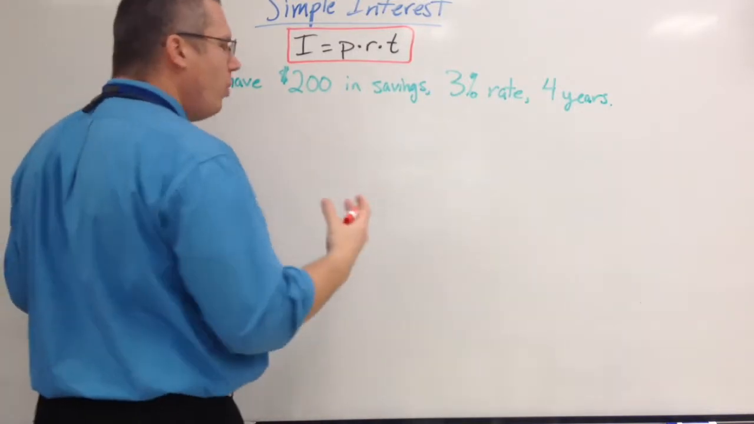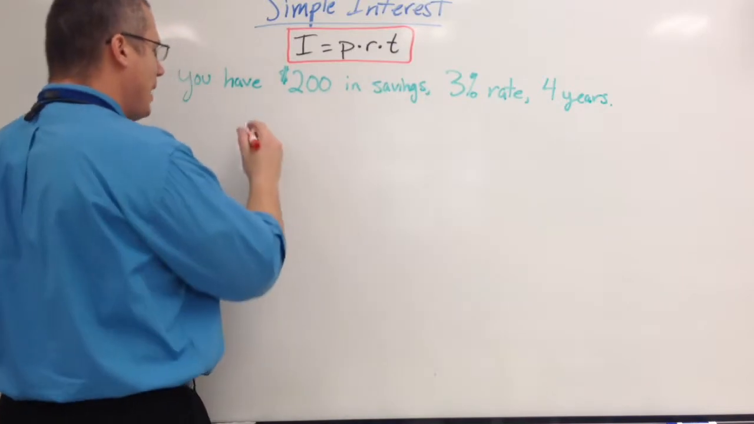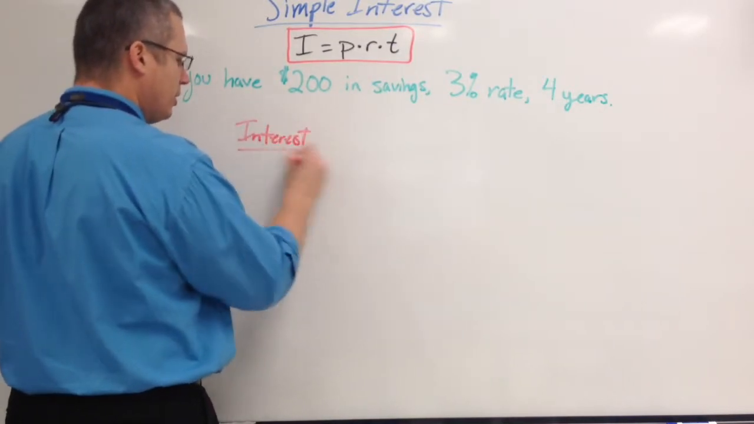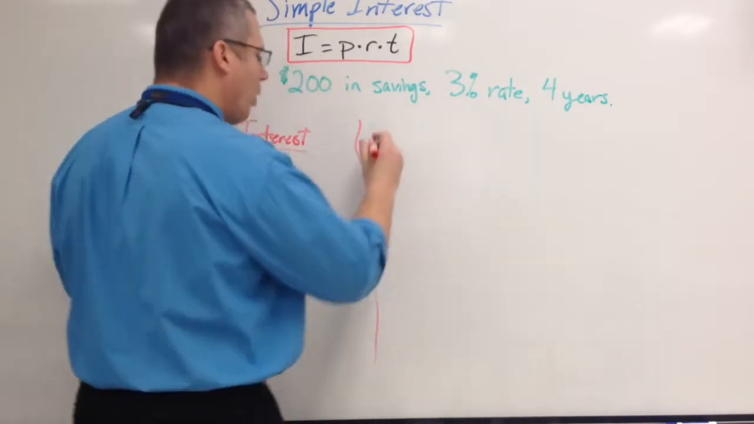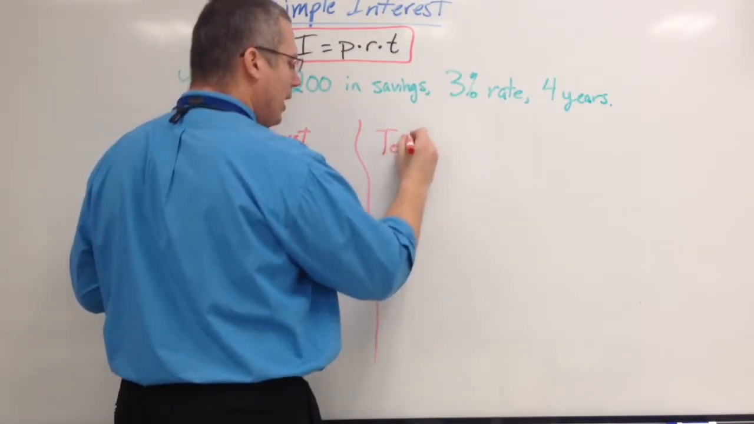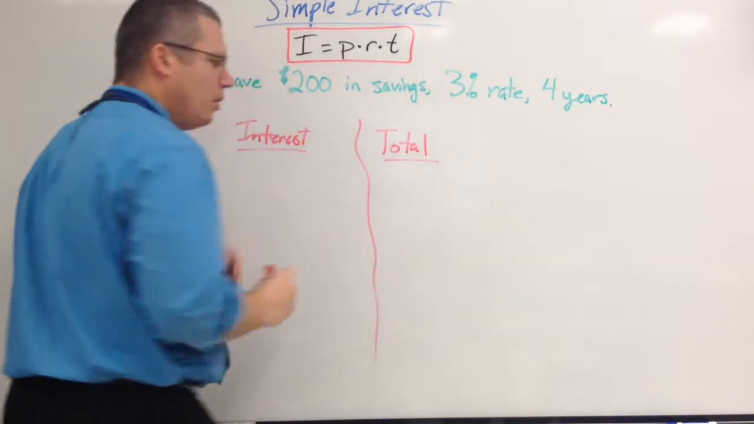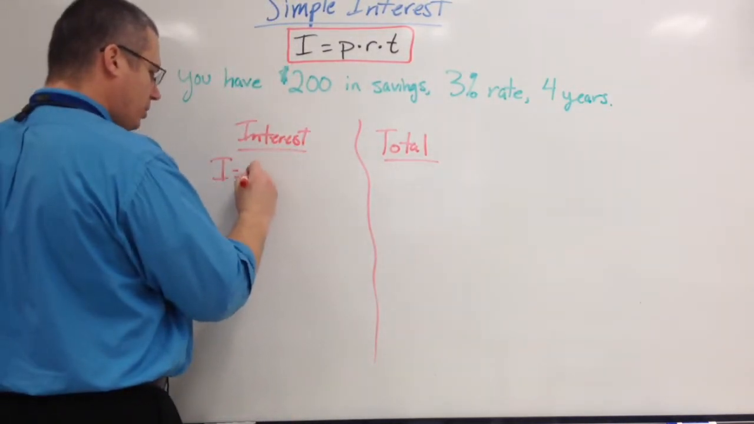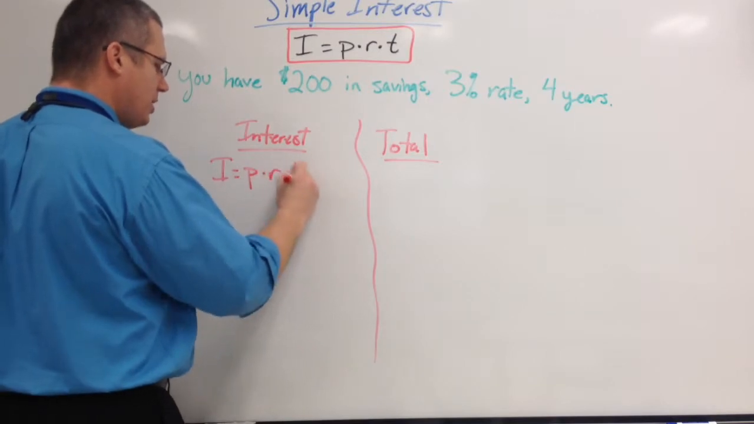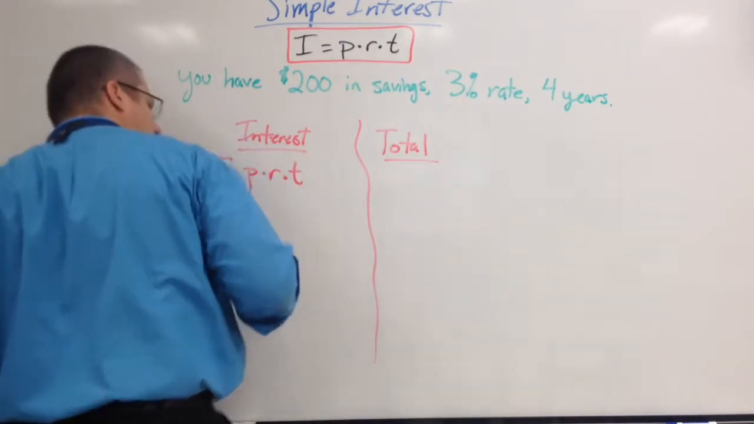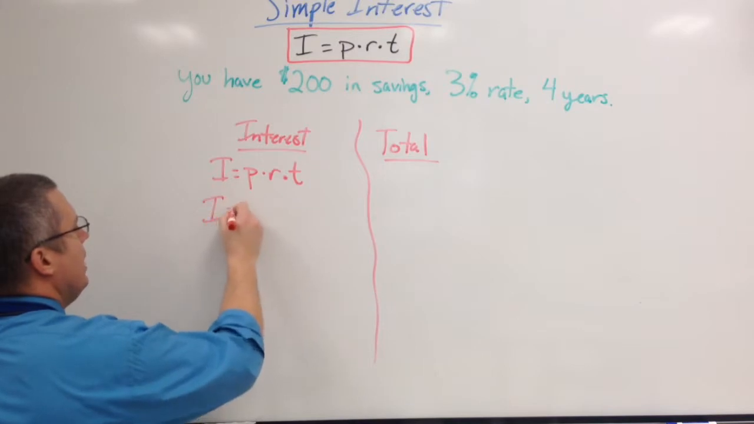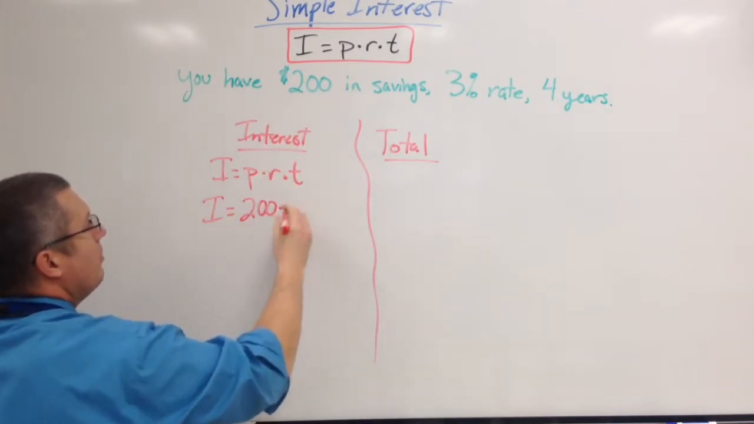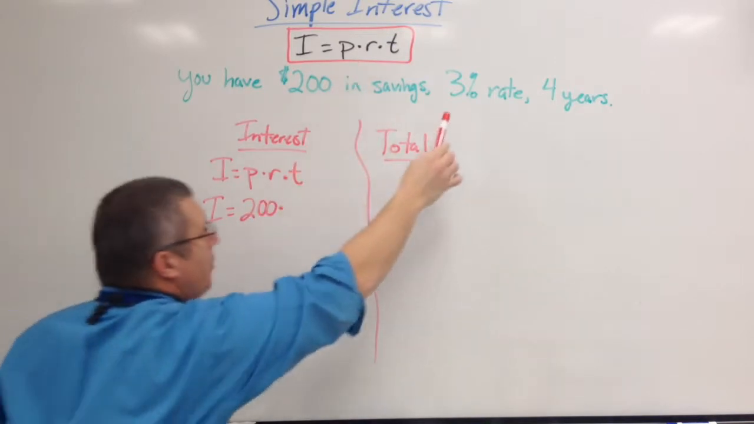Now again, like before, there's going to be 2 different questions that will be asked. What is the amount of the interest? And what is your new total amount now? So let's use our formula. Interest equals P times R times T. Interest equals principal, 200, times rate. My rate is 3%.